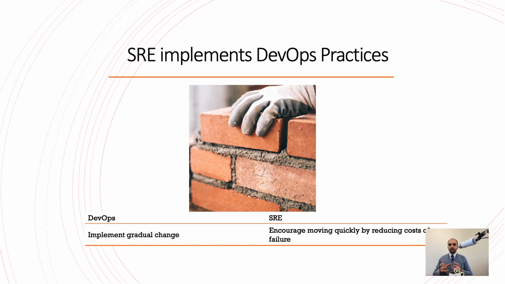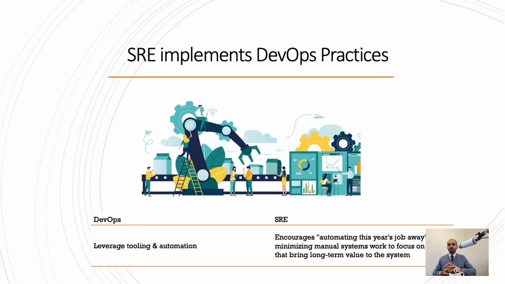How SRE does that is like this. It encourages moving quickly by reducing the cost of failure. How we do that, we are going to learn about it. DevOps talks about leveraging tooling and automation. SRE has a good motto: let's automate this year's job and let's go towards the next one. So what we want to do in SRE is minimize the manual work in the system and focus on bringing long-term value to the companies.